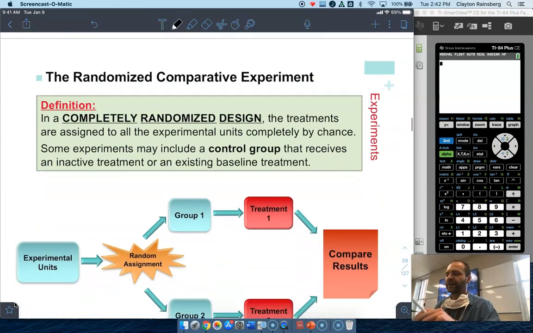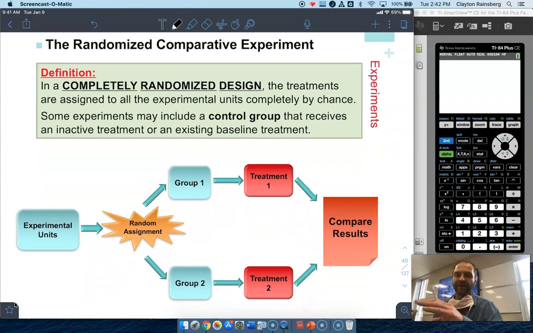And so we go here. Here's the comparative randomized experiment: a completely randomized design. The treatments are assigned to the experimental units by chance. And that's right here. They are occurring by chance.